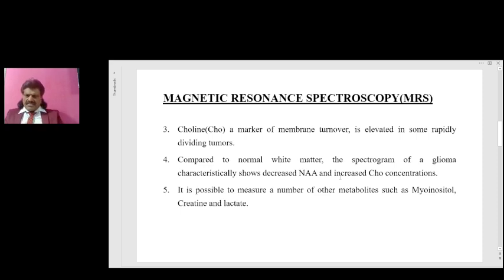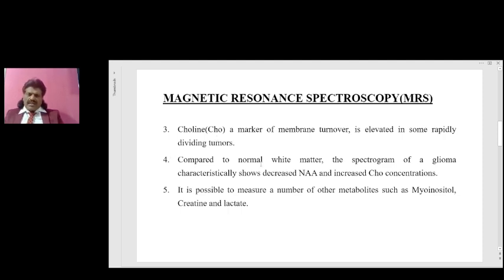The other substance is choline, otherwise known as CHO. Choline is a marker of membrane turnover and is elevated in some rapidly dividing tumors. So if you want to find out whether they are rapidly dividing tumors, when we use MRS we would find an elevation of choline.